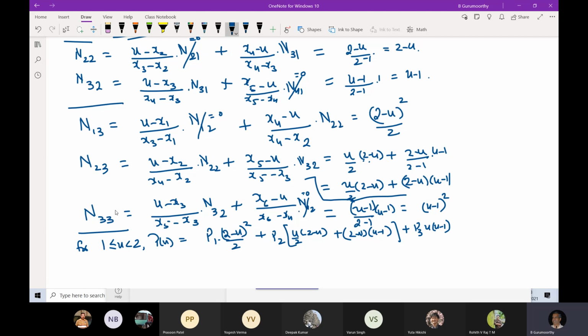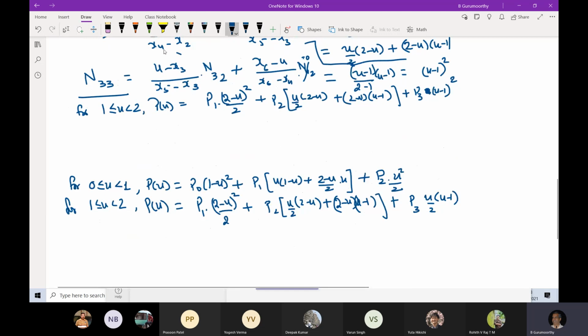p2 into n2,3. Right, and that is this expression u by 2, 2 minus u plus 2 minus u into u minus 1. And the last one is this. I'll correct it now. This is not there, that is there. Okay. Now I write them side by side, and of course I have to correct this. I hope I have not saved it as an image. Okay, so fortunately I didn't make that mistake. And so this is u minus 1 whole square.